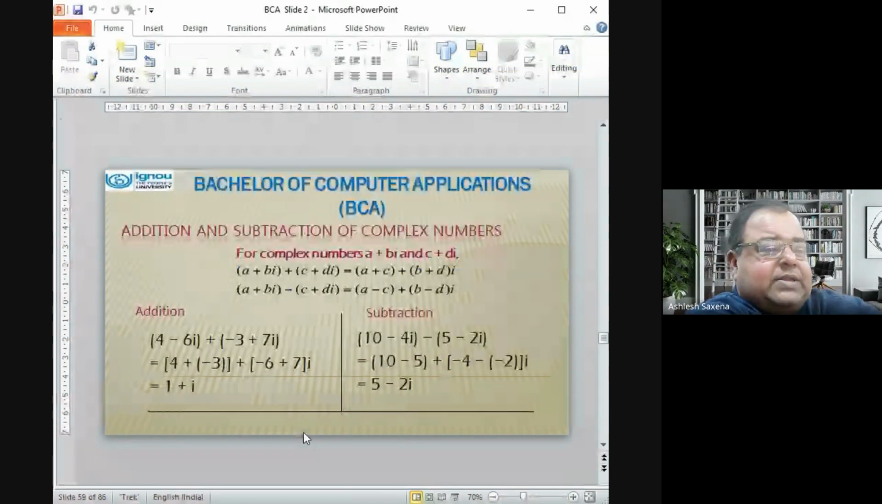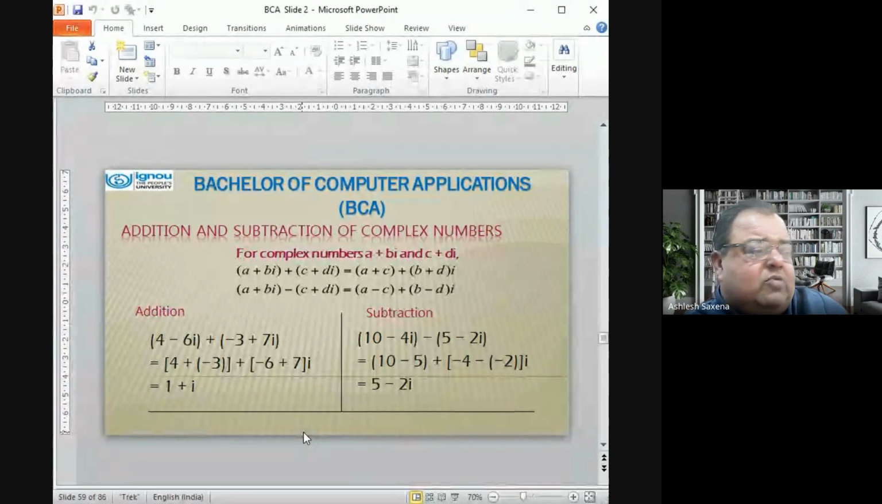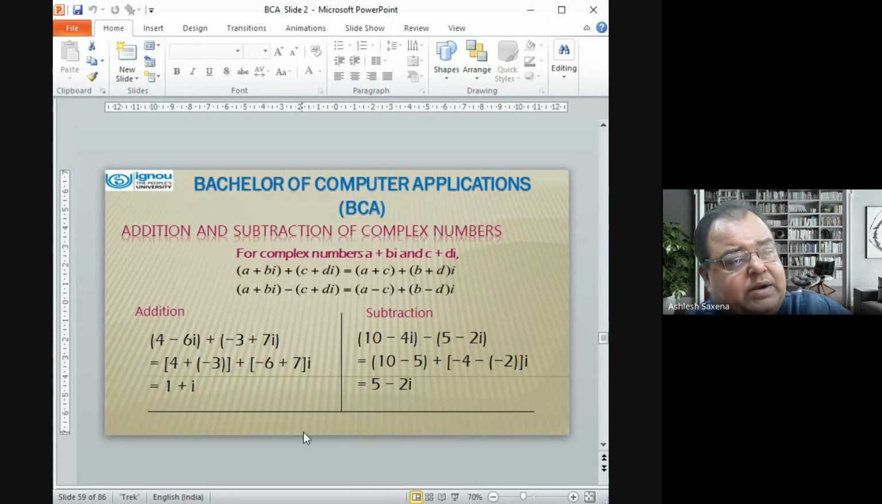Now we will talk about addition and subtraction. Here you can see there are two numbers, A plus iB and C plus iD. We have to add two complex numbers, so keep one thing in mind: like terms are added with like terms only. That means the real part will be added to the real part and the imaginary part to the imaginary part. When you are adding or subtracting two complex numbers, you have to add or subtract the real part in the first step and the imaginary part in the second step.